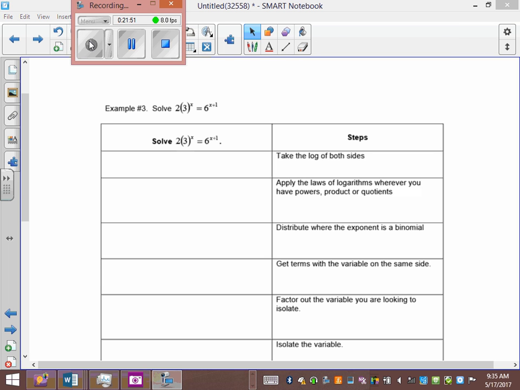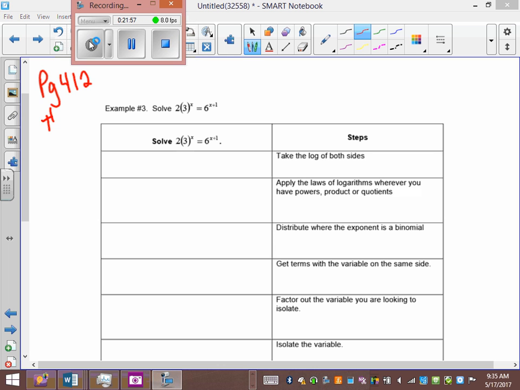Page 412, number 2. Just chill, and then we're going to do some harder ones. Number 2 is the basic log, and number 7, A, B, C, is like what we just did. So you're going to try these out for now.